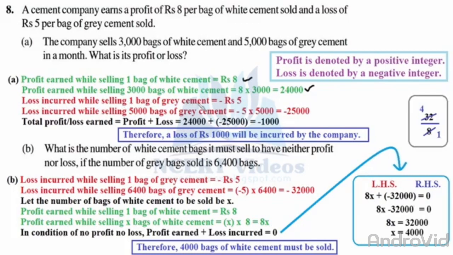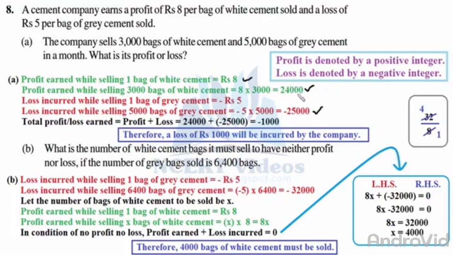But there is also a loss while selling 1 bag of grey cement, that is of 5 rupees loss. Therefore we write it as negative. And 5,000 bags were sold, therefore minus 5 into 5,000. Again 5 into 5 is 25, plus minus is minus, therefore minus 25,000 loss.